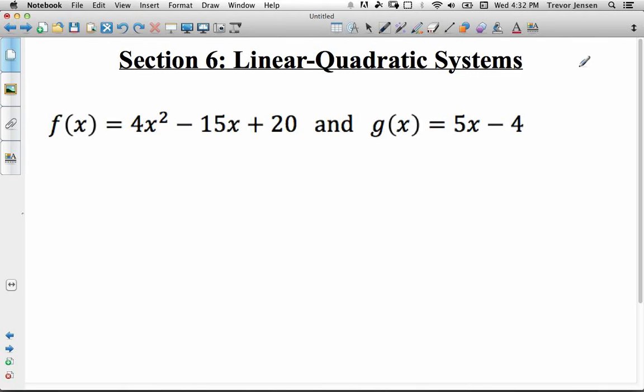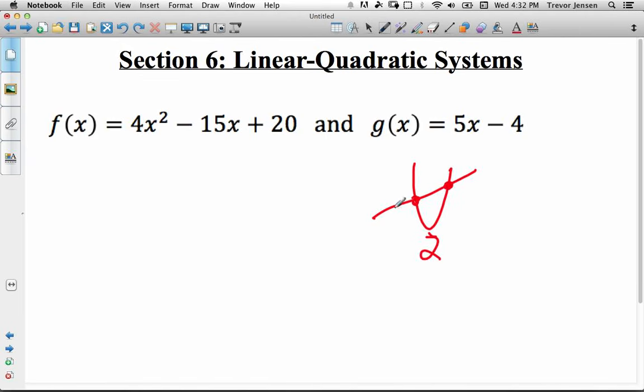The last section you would have covered in this chapter probably is linear quadratic systems. So it's a linear quadratic system. Most simply put, it's a line and a parabola. And if you're solving a linear quadratic system, you're figuring out where do they intersect. Now they could intersect at two spots like that. You could have two solutions.